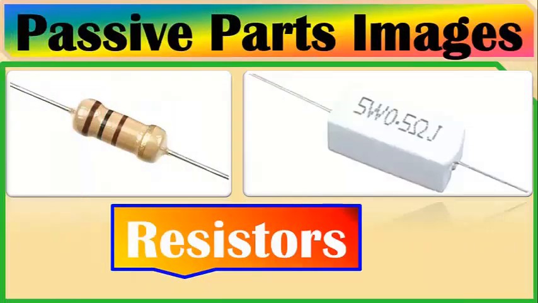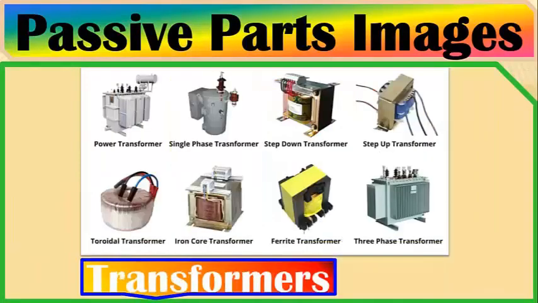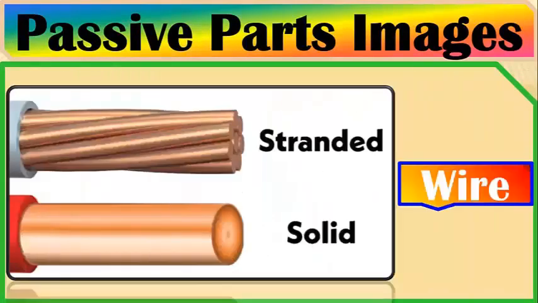The passive parts images: we have resistors, capacitors, transformers, stranded wire, and solid wire.